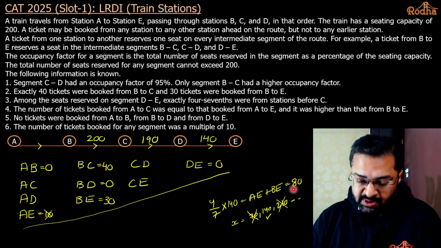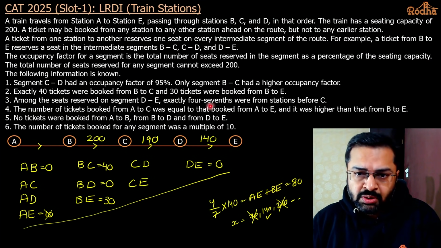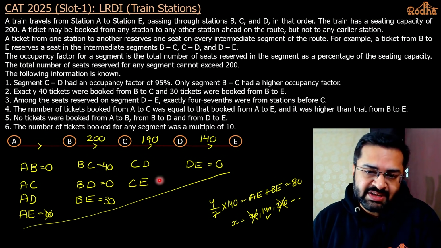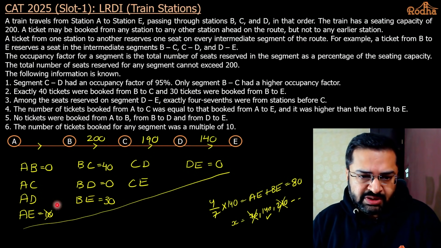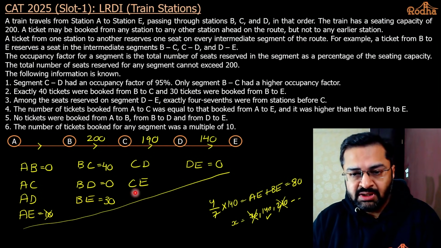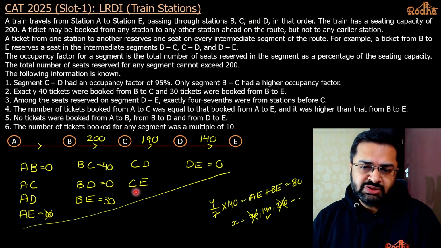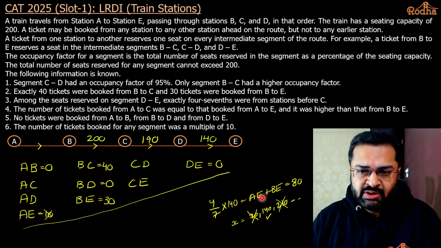If this is 80, what is this? This is AE plus BE, because it's talking about 4/7 that were from stations before C. So stations before C means you cannot take CE and DE. You can only take AE and BE. There were just 4 ways: AE, BE, CE and DE. So CE and DE would be stations starting from C and afterwards, and stations before C would just include AE and BE, the way it's written here.